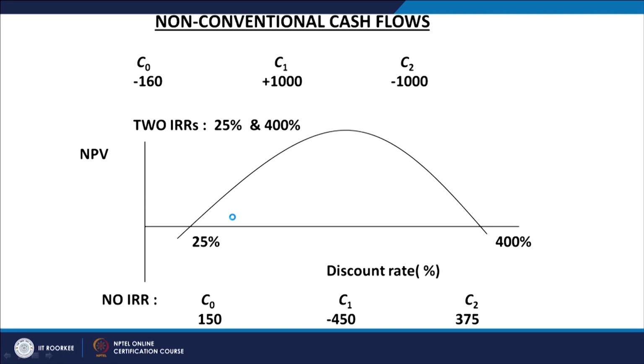This is a non-conventional cash flow. Here it is a cash outflow of minus 160, or 160,000, then a cash inflow of 1,000, right, and then again a cash outflow. So, one is cash outflow, cash inflow, cash outflow. This is not a conventional cash flow.